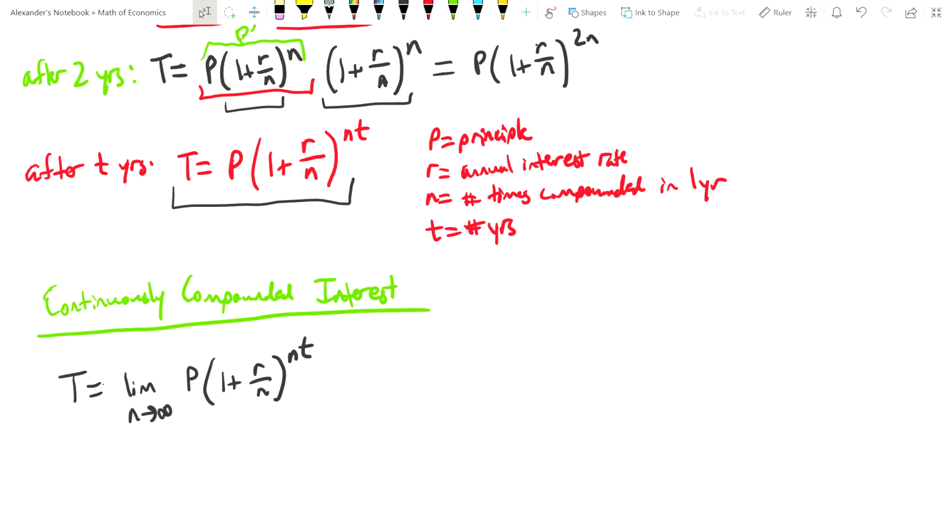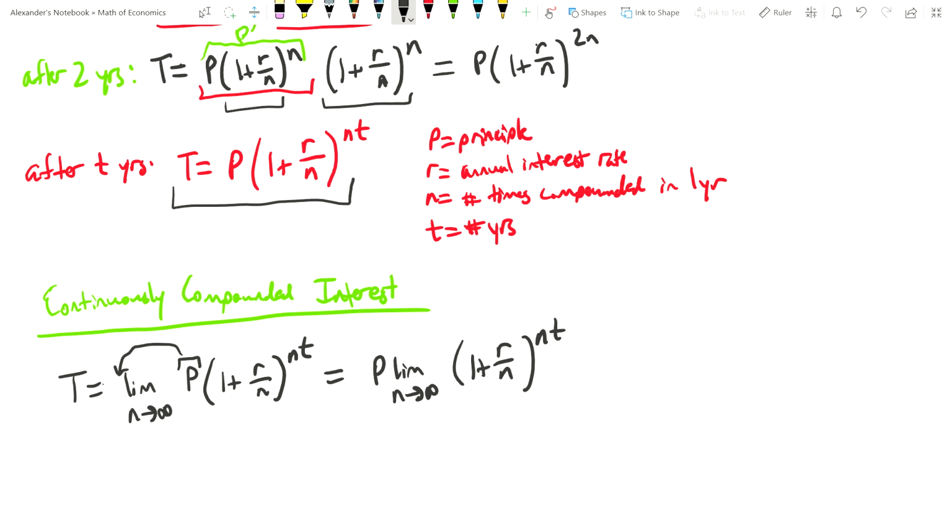Okay, now this P is a constant. This P is the amount that you start out with, so we're going to move that out in front of the limit. So this is going to be P times the limit as n goes to infinity of 1 plus r over n to the nt.